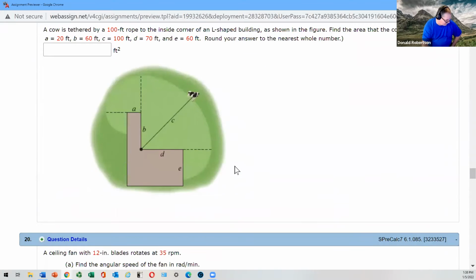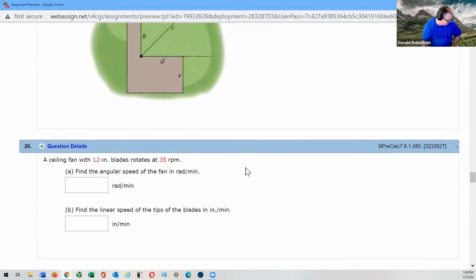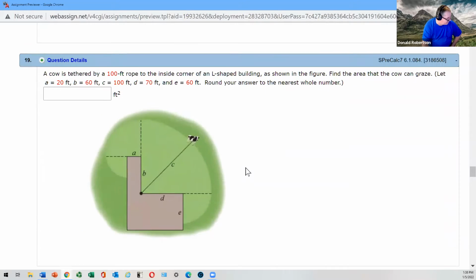Right, I love this question. I really do. It's such a cool question. So I'm going to draw a version of this and we'll see if we can figure out how it's going to work.